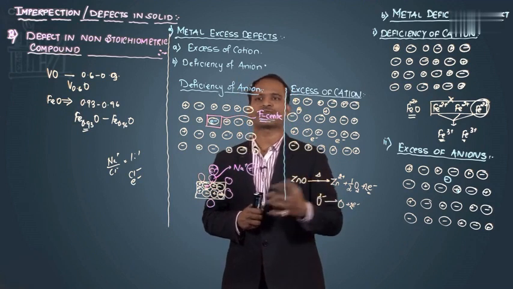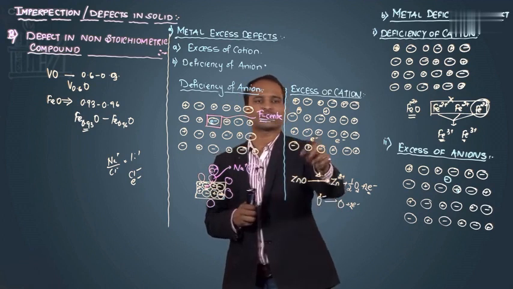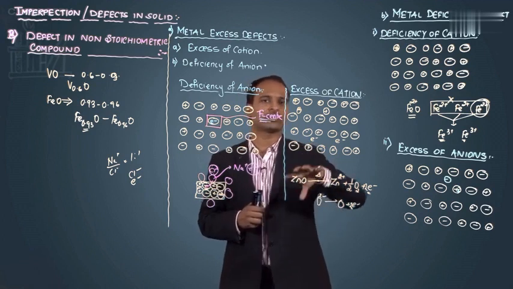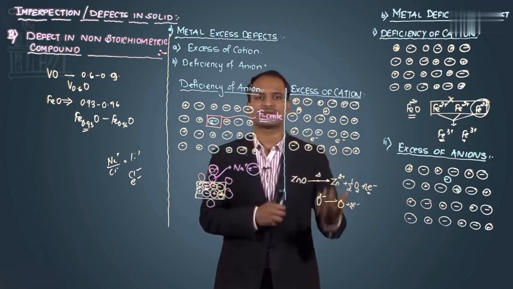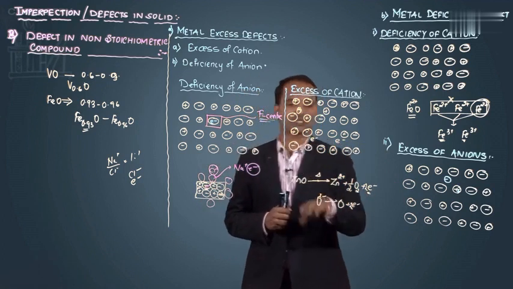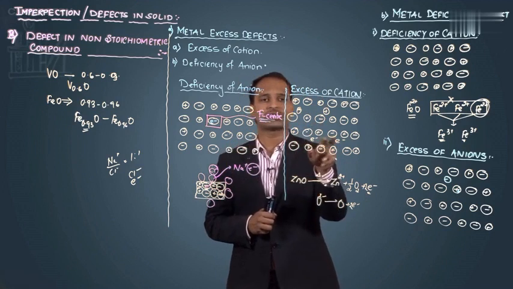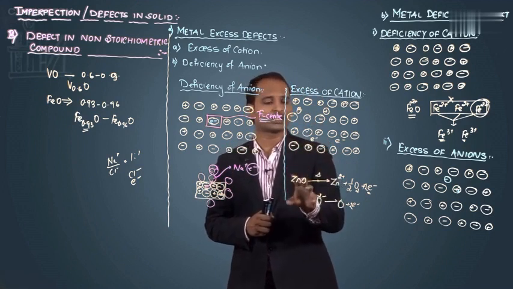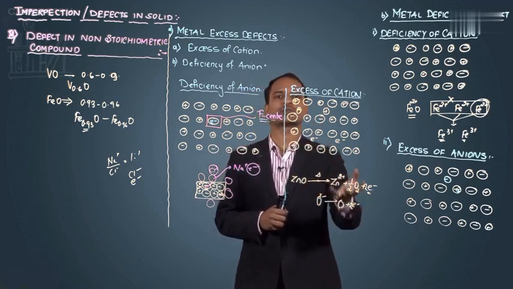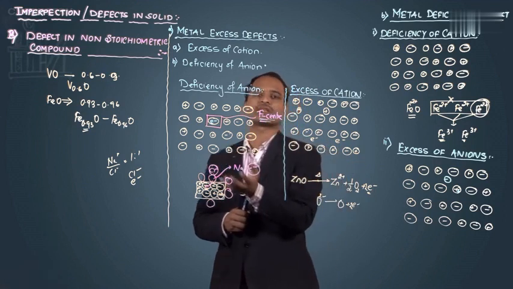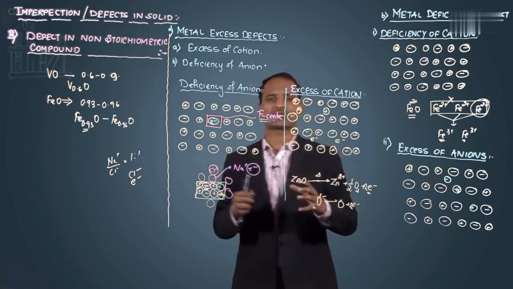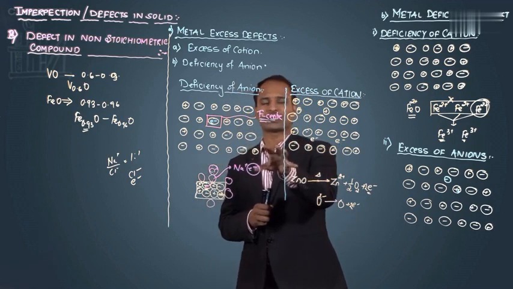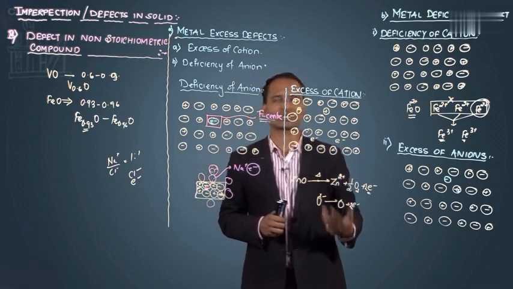With this deficiency of anions and excess of cations, since electrons come into the picture, the conductivity increases, and as the defect increases the color keeps on changing. Zinc oxide is initially white in color, but as the defects go on increasing, it gets converted into yellow in color. Similarly, as the defect increases, NaCl also becomes yellowish in color. That means as the defect increases, the color change takes place.